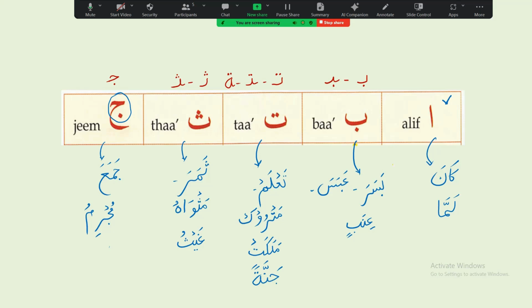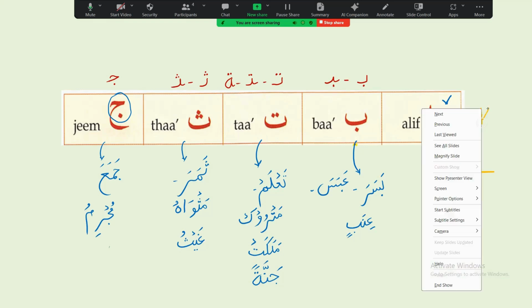So the first alphabet, sisters, was alif. Again, repeating that alif does not come at the start. So the possibilities are now two: alif might come in the middle and it might come at the end. The example of alif in the middle is Kana. Ka, Kana. Alif here is in the middle, so we write it like this, right?